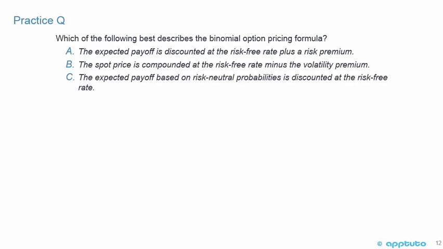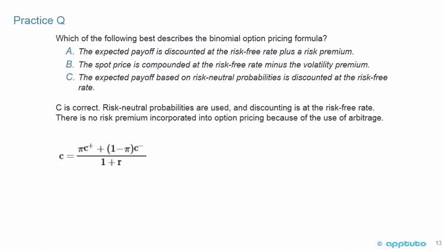So 2 more practice questions to finish this LOS. The first one: which of the following best describes the binomial option pricing formula? A, the expected payoff is discounted at the risk-free rate plus a risk premium. B, the spot price is compounded at the risk-free rate minus the volatility premium. Or C, the expected payoff based on risk-neutral probabilities is discounted at the risk-free rate. Again, for this LOS you don't need to calculate, but you pretty much have to memorize the formula, because this question is putting the algebra into words, and the correct answer is C.